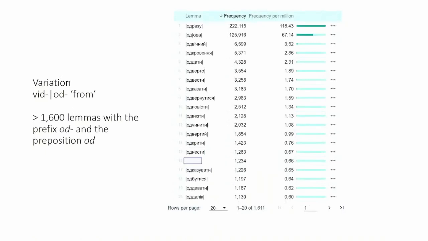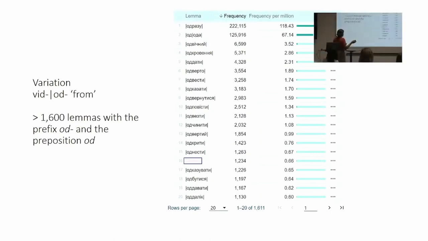And finally, we add to the Vesum big lists of words of some non-popular derivational models. This is an example of a list of lemmas with the prefix od. In Ukrainian, we have two variant prefixes, vid and od, and the same preposition, which means from. Historically, it is the same word, the same prefix, the Slavonic od, changed phonetically, historically, in different dialects, in different ways.